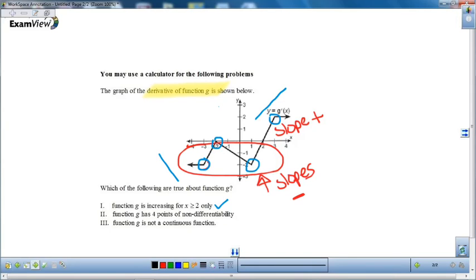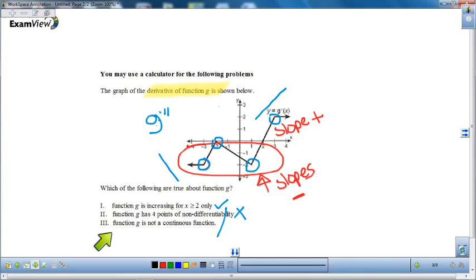The one that would be true in this case would be that the second derivative does not exist in 4 places. Okay, so the derivative does not have a derivative in 4 places. So in this case, 2 is wrong because g does have a derivative.